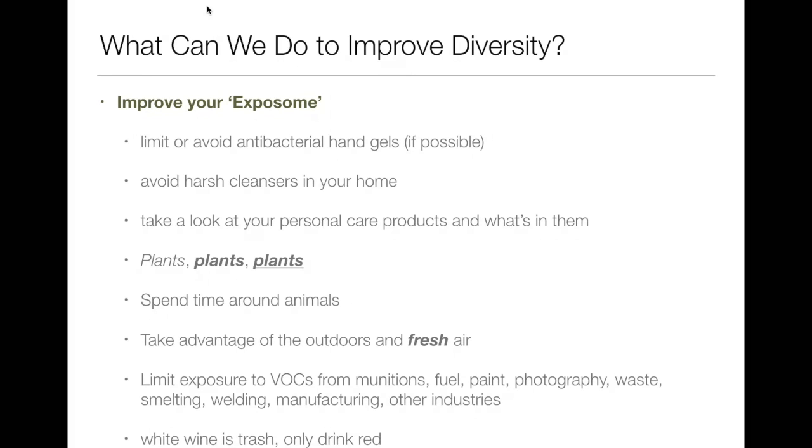Eat more plants, but also spend time around more plants and spend time around animals. Their germs are good for you. Spend time outdoors where you can access fresh air, dirt, plants, animals, sunshine. All of that has been linked to improved microbiome diversity, believe it or not.